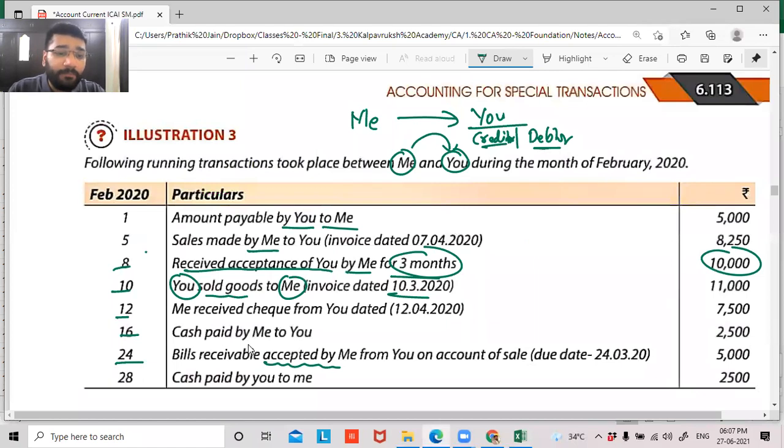Next is cash paid by you to me. Cash paid by you. So paid means don't get carried away. Who's paying? The opposite person is paying to us. So for us, it is receipt of cash. Cash received. Look at the language, they're trying to confuse. Don't get confused. If you don't have your 100% presence of mind, you will royally screw this question. Such an easy question.